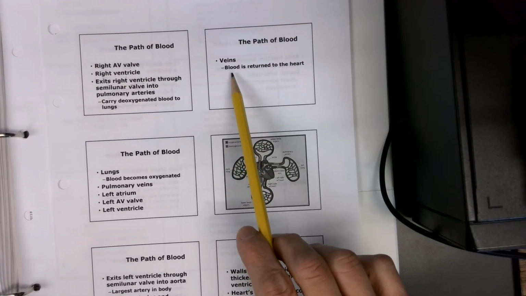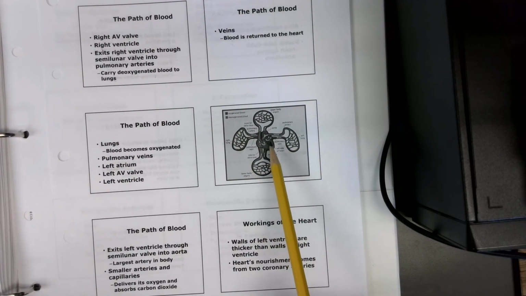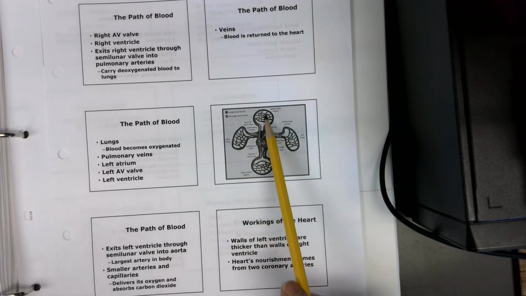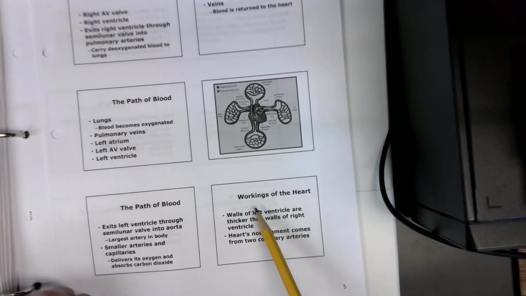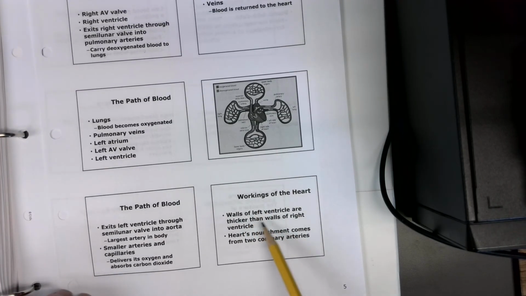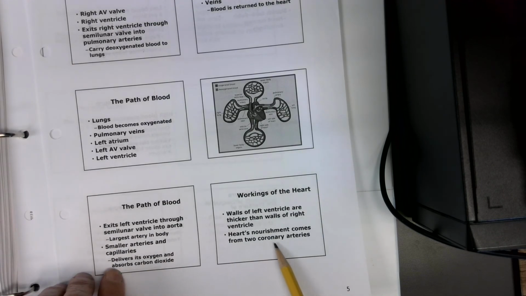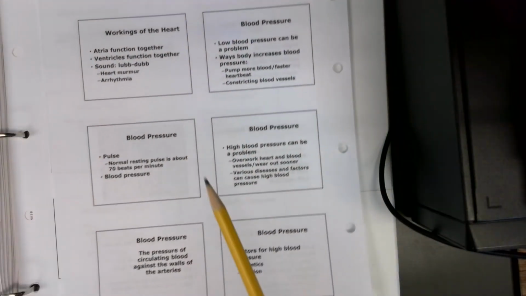The veins, right? Veins are going to carry blood back to the heart. And so we have here a representation of our lungs, our top of our body organs, our bottom of our body organs. The walls of the left ventricle are thicker than the walls of the right ventricle. The heart's nourishment comes from two coronary arteries that provide fresh oxygen to the heart itself.